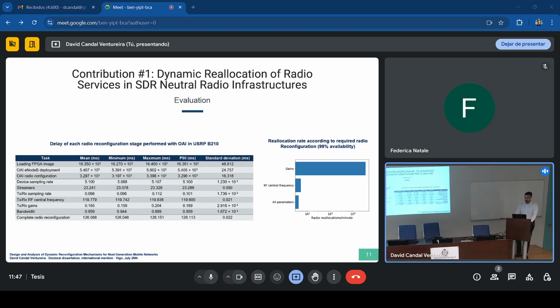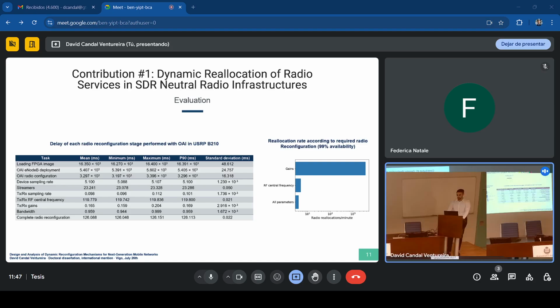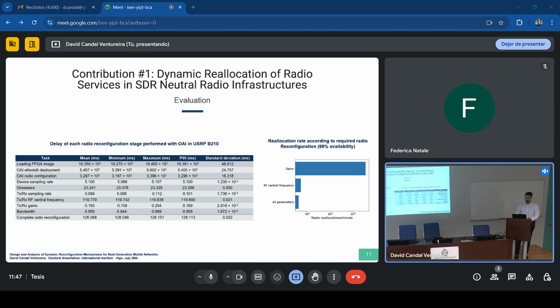We analyzed the different steps that must be performed to configure the SDR and measured the time required to perform them using the commercial SDR we show in the video. The results are shown in this table. By preloading the entire network stack before radio relocation and then waiting for the infrastructure provider to allocate the radio to the service, we can reduce the downtime to just 126 milliseconds.